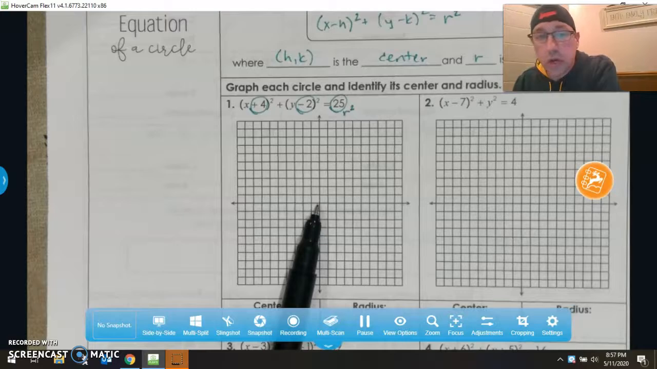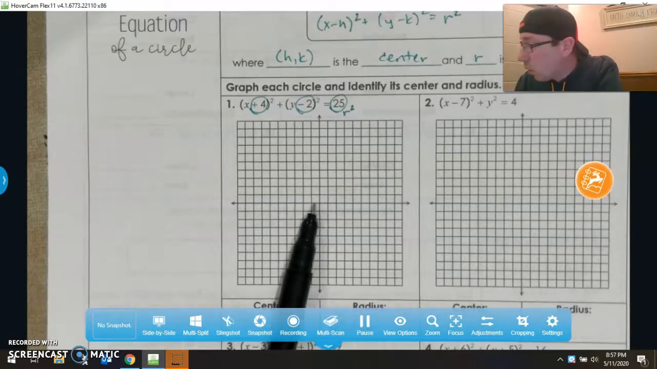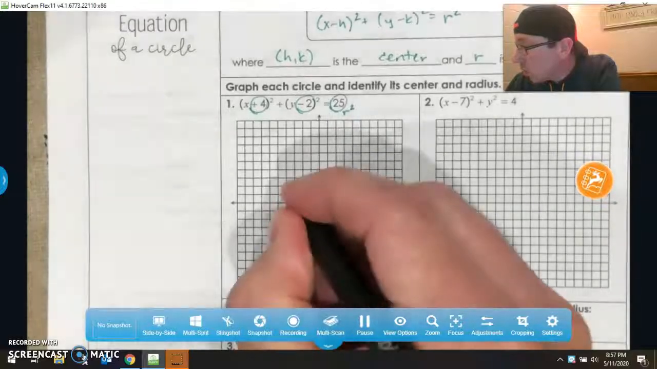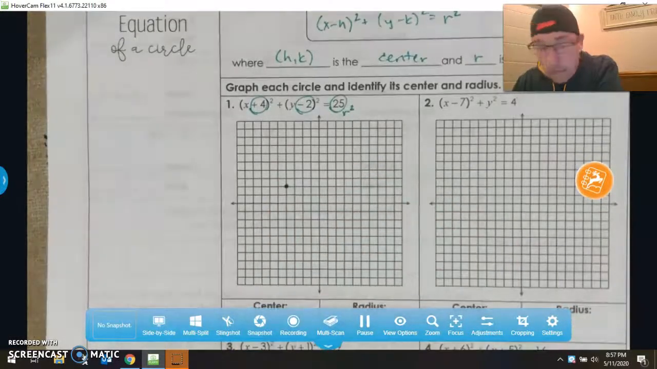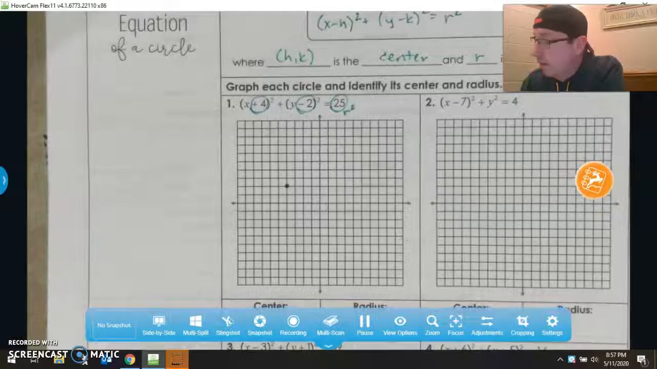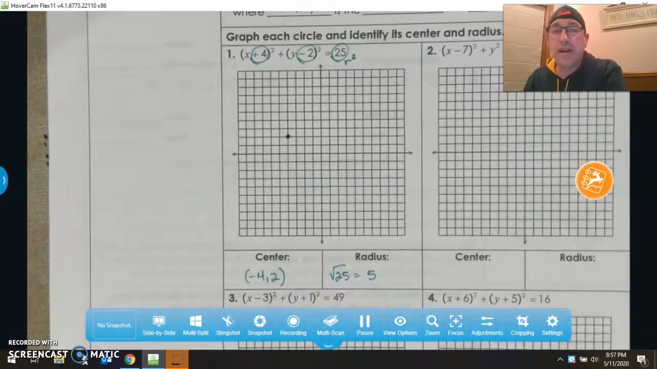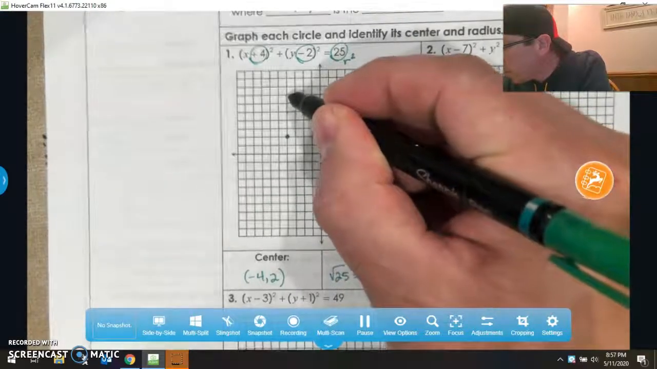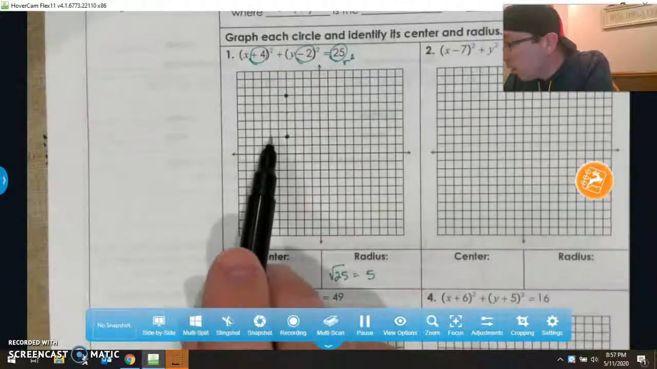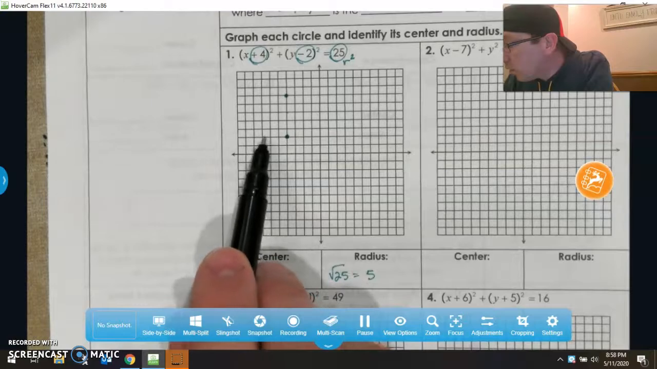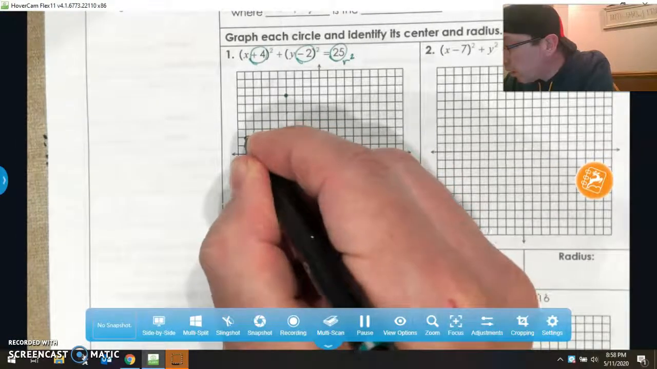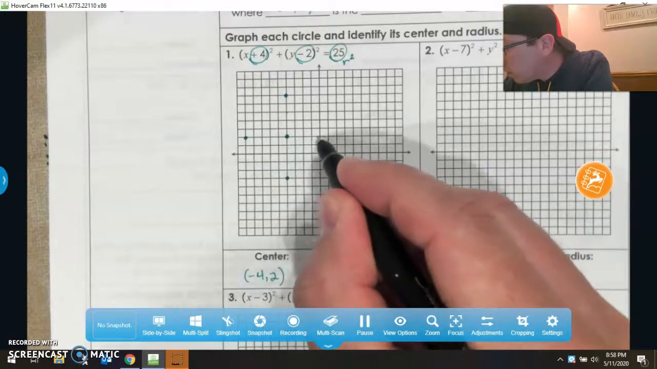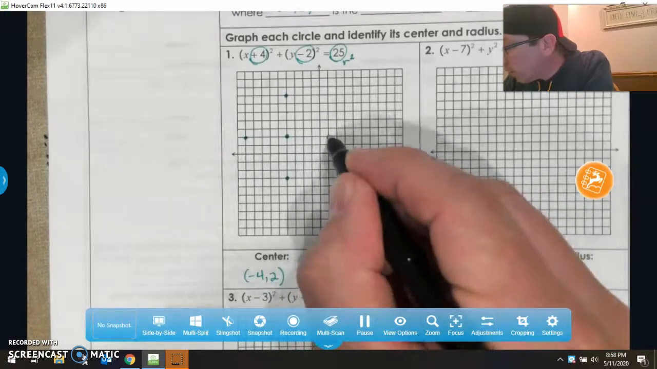So here's my origin right here. I'm going to go left 4, 1, 2, 3, 4, up 2, and put a dot. My radius is going to be 5, that's the square root of 25. So I'm going to go up 5, put a dot. I'm going to go left 5, 1, 2, 3, 4, 5, put a dot. Then 1, 2, 3, 4, 5, put a dot, and 1, 2, 3, 4, 5, and put a dot.